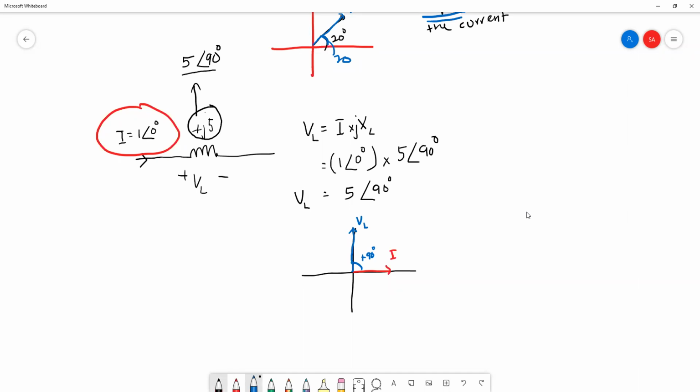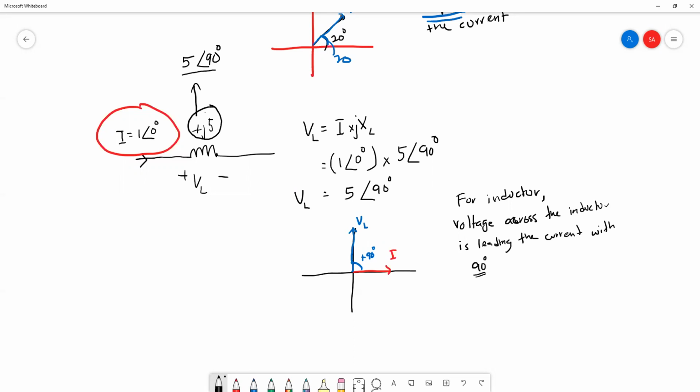Okay, so right now, as you can see from the phasor diagram here, we can say that for the inductor, the voltage drop across the inductor is, sorry, I think we say it is leading the current with 90 degrees. Okay.